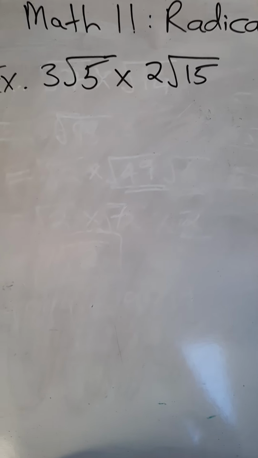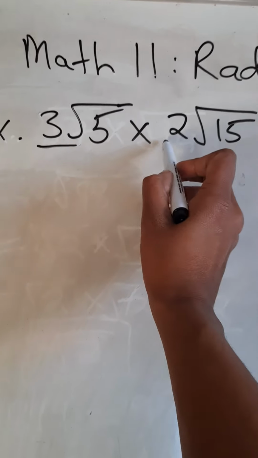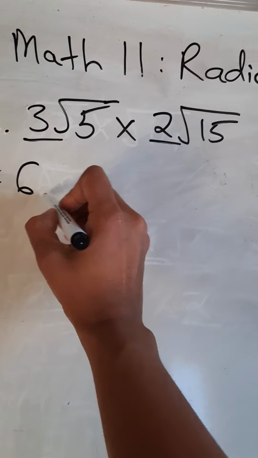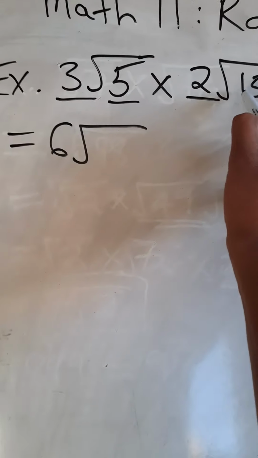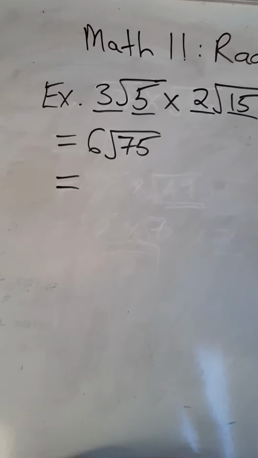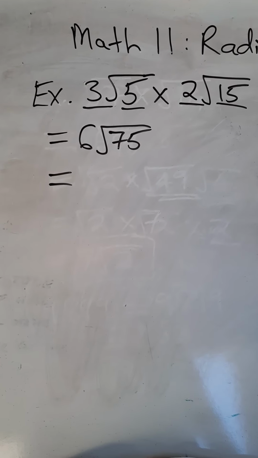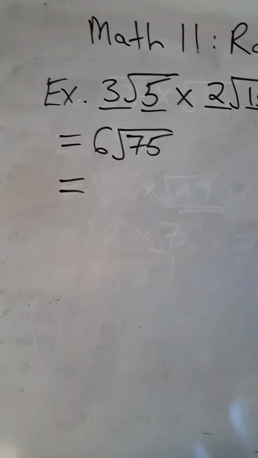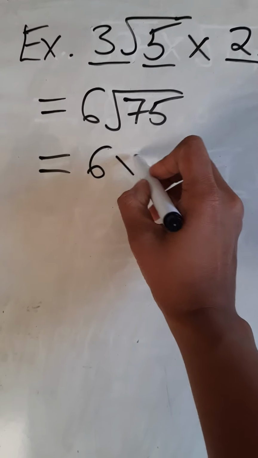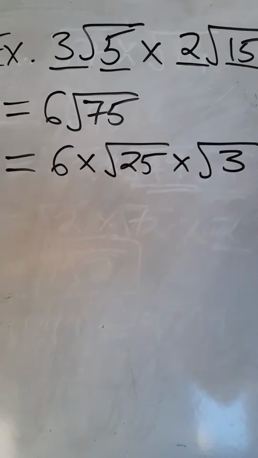So what we're going to do is just multiply these numbers out. I'm going to do 3 times 2, so 6. Underneath the square root sign, we're going to do 5 times 15, which is 75. Does everyone see that? One more time, I want to make sure I am reducing the 75 and breaking it down. So I'm going to do 6 times the square root of 25 times the square root of 3.